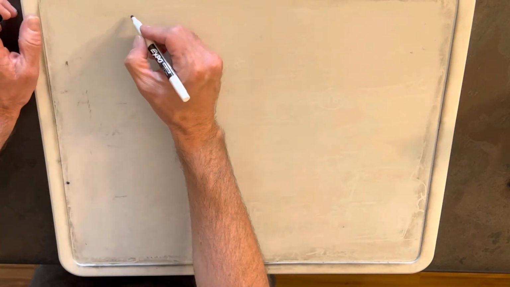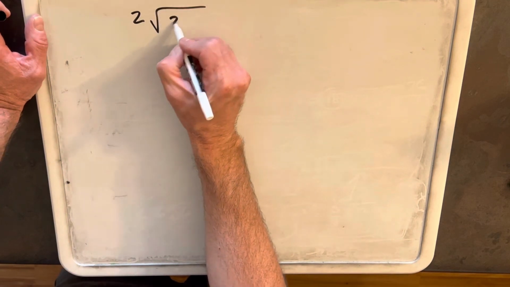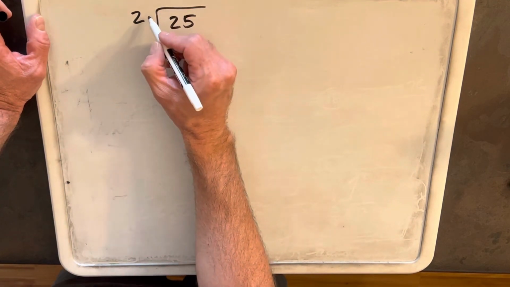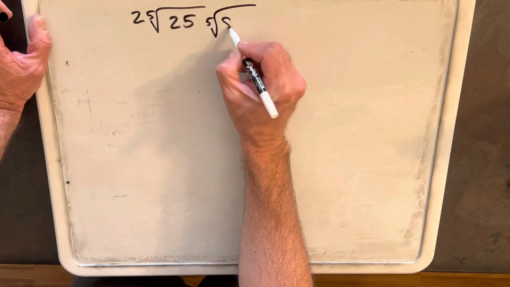Okay, we have 2 times the 5th root of 25 times the 5th root of 81.